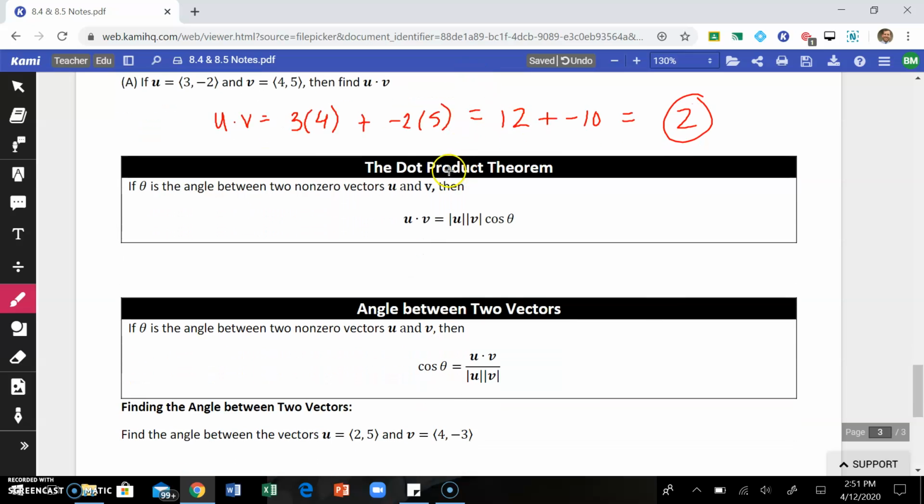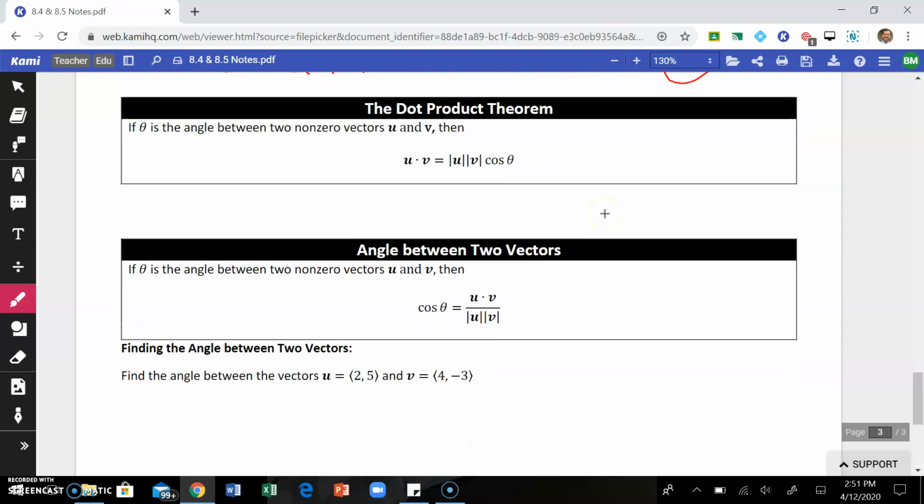We have this thing called the dot product theorem, which we're going to use down here to find the angle between two vectors. But the idea is the dot product of two vectors is also simply just going to be the magnitude of each one multiplied together times the cosine of the angle in between them. So if I did know the angle in between two vectors, I could simply just do the cosine of that angle, multiplied by the magnitude of each one, and that would give me the exact same answer as what I got for the dot product.